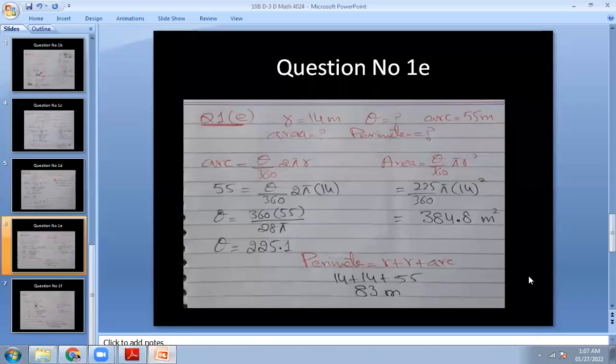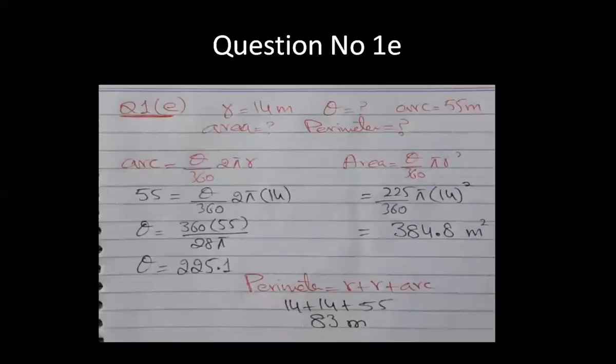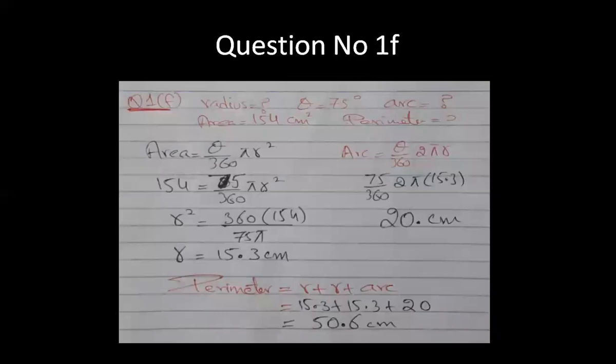So let me show you my solution. Okay, so radius is question, theta is 75 degrees, the arc length is question, the area of the sector is 154 centimeters square, the perimeter of the sector is question. Area of the sector is theta divided by 360 pi r square, area is 154 centimeters square, so 154 is equals to theta is 75, 75 divided by 360 multiply pi multiply r square. So I will make r square alone.